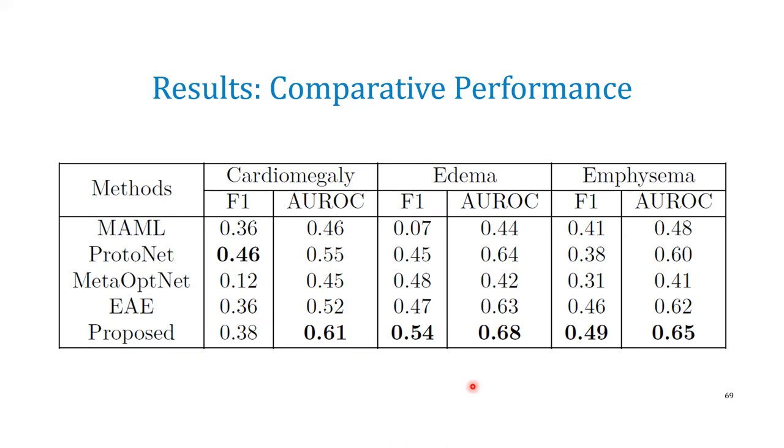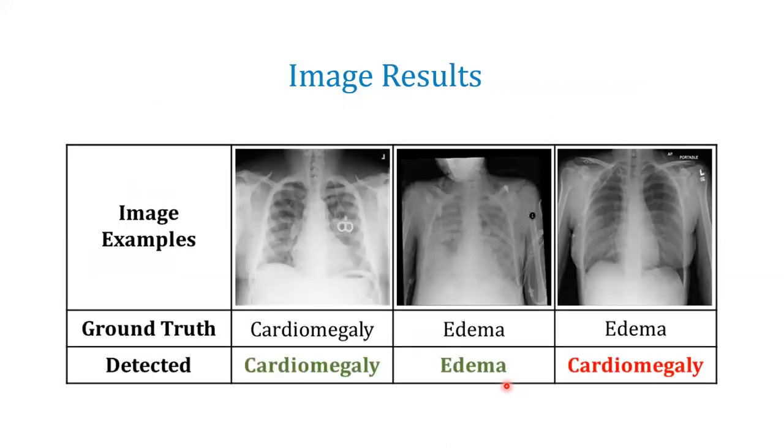However, as I mentioned before, here also, the AUROC values or the F1 scores are not too high, but the proposed method achieves better results compared to the others in most cases. Here we have shown some of the image examples with ground truth and the detected labels. For these two images, the labels are correctly detected, and for this image, the label is incorrectly detected.